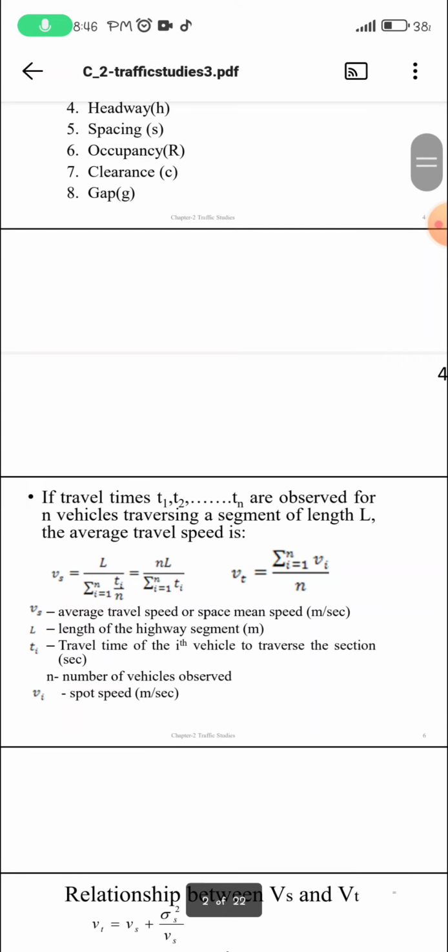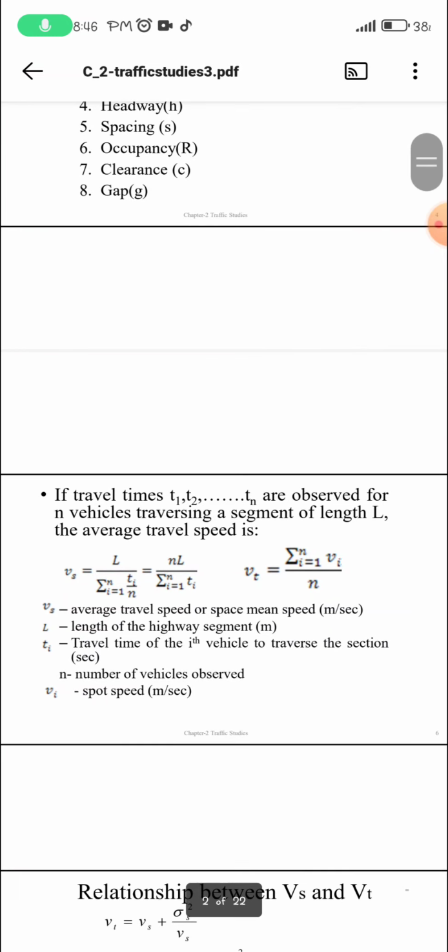If travel times T1, T2, ..., Tn are observed for n vehicles traversing a segment of length L, the average travel speed is Ps equal to L divided by summation i equal to 1 to n of Ti by n, which is equal to nL divided by summation i equal to 1 to n of Ti, and Pt is summation i equal to 1 to n of Pi divided by n.